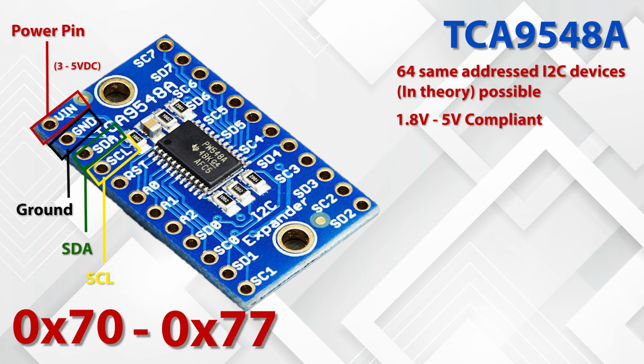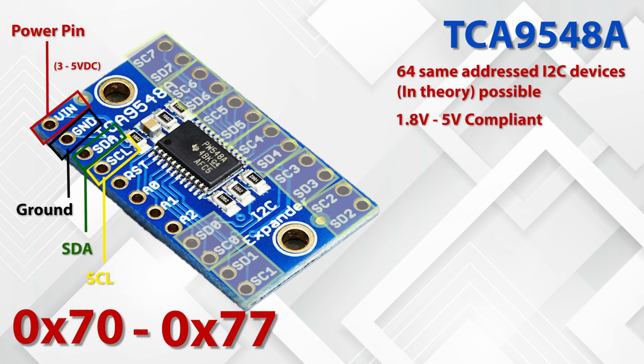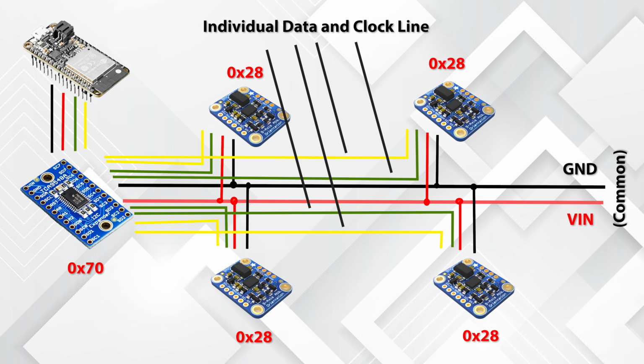SDA is the I2C data pin for the chip itself, connected to the microcontroller I2C data line. A0, A1, A2 are the address selection pins for the multiplexer. There are 8 sets of SDA and SCL pins, from SD0, SC0 to SD7, SC7. These are multiplexed pins. Each one has a completely separate I2C bus. So I can have 8 I2C devices with identical addresses as long as they are on one I2C bus each.